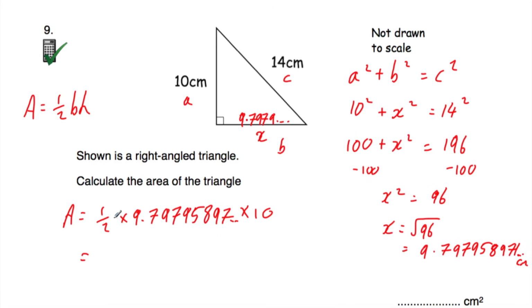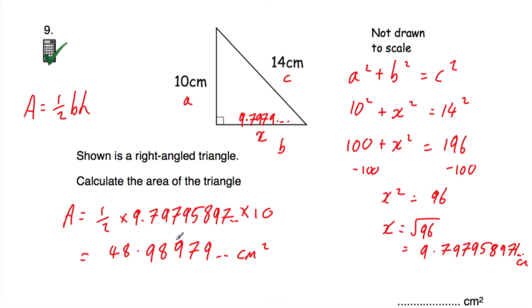And we just need to type this into our calculator, so we need to press a half, the fraction button, a half, or you could do 0.5 multiplied by, and I've already got this as my answer, so I can just press the answer key, or you could type in 9.79795897 and so on, and then multiply by 10, and that's equal to 48.98979 and so on. And that's the area of the triangle, so that's centimeters squared.